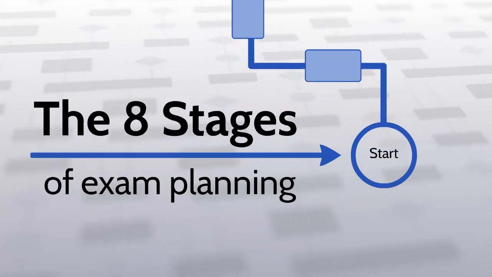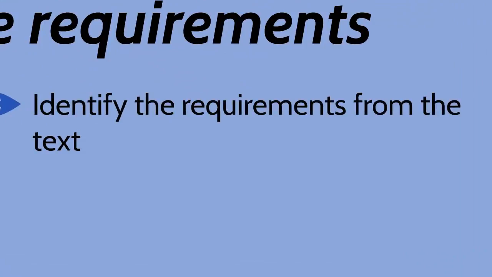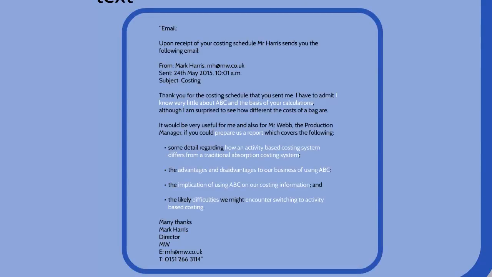Let's work our way through these 8 stages of exam planning and go straight into the first step, which is to read the unseen information and identify the requirements. Of course, we've seen in the previous videos how important it is to get the right requirements, and so obviously the first step is to get that right. We need to understand what we're being asked to do, and we're going to create our structure around that. So we need to find the section of the pre-seen information that focuses on the requirements. It's normally an email or a meeting where you're meeting with your boss and the boss is about to tell you what he or she wants you to do.